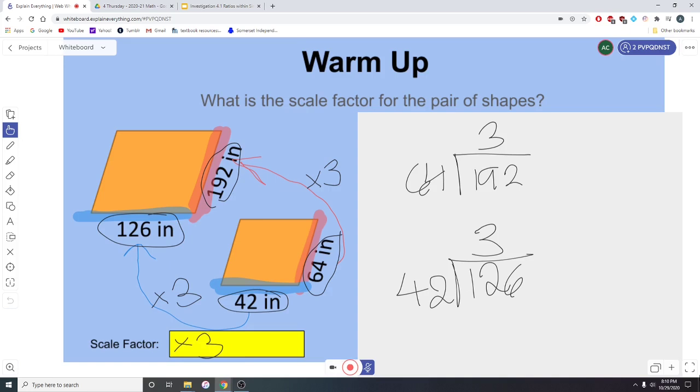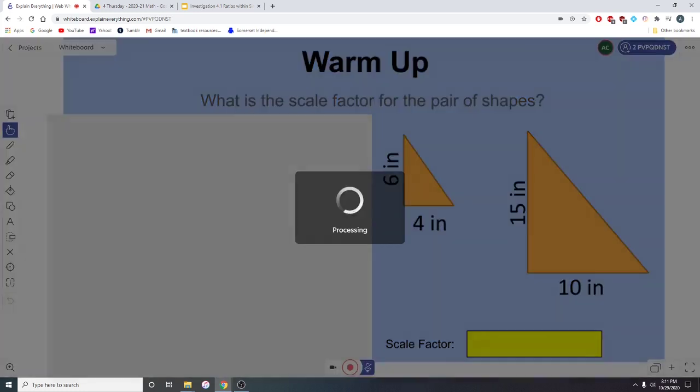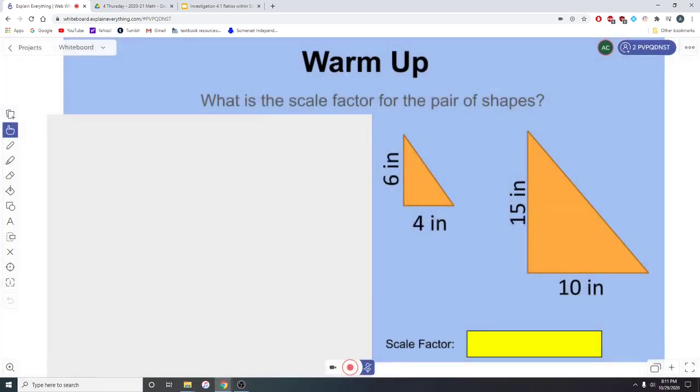Now, let's go ahead and take a look at the other problem. All right, so let's have a look at this question. This question is a little harder because the scale factor is not as clean as the other one. So let's identify the corresponding sides. This 6 corresponds with this 15. This 4 corresponds with this 10.